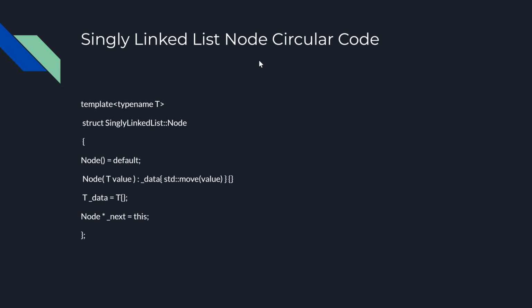Singly linked list node, circular code. Template typename T, struct singly linked list node: value T value, data equals std::move(value), next equals this.